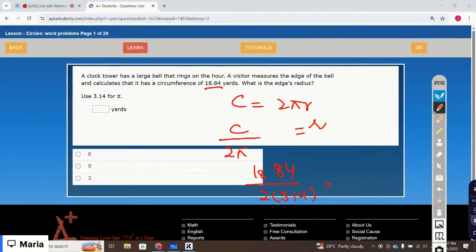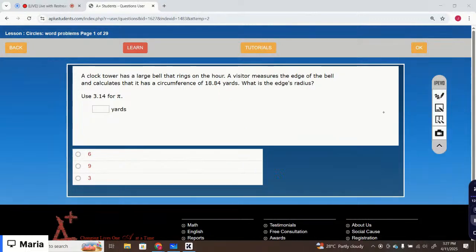So let's just see which is the correct option. 18.84 divided by 2 times 3.14. 18.84 divided by 6.28 is 3. That means if circumference is 18.84, the radius must be 3. Option number 3 is the correct option.